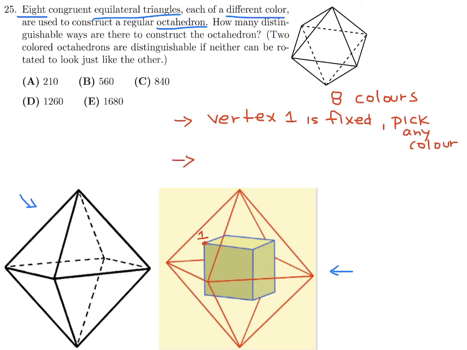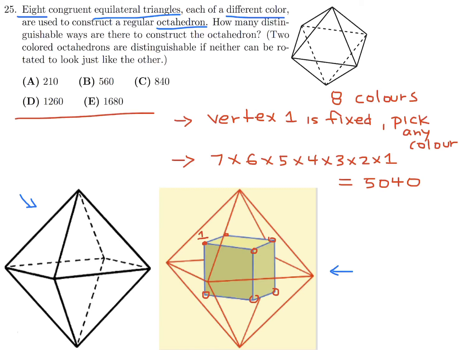And then now we have to choose colors for the remaining 7 vertices. 1, 2, 3, 4, 5, 6, and then one that we can't see right now. It's behind. So how do you do that? Well, using probability, combinatorics, whatever. There are 7 times 6 times 5 times 4 times 3 times 2 times 1 possible combinations of the remaining 7 colors. And that equals 5,040. But is this the answer?